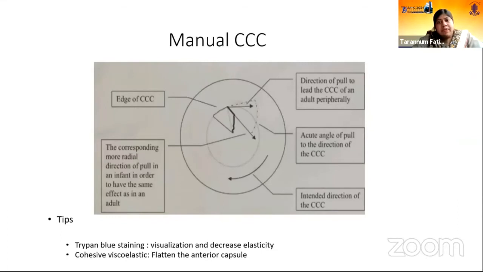The manual CCC is different from the adult in the fact that the pull is towards the center. Trypan blue staining helps in visualization of the anterior capsule and decreases the elasticity of the anterior capsule. Cohesive viscoelastic is important because it helps in flattening the anterior capsule and helping in rhexis.